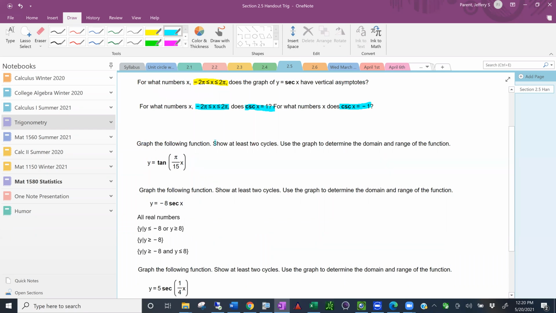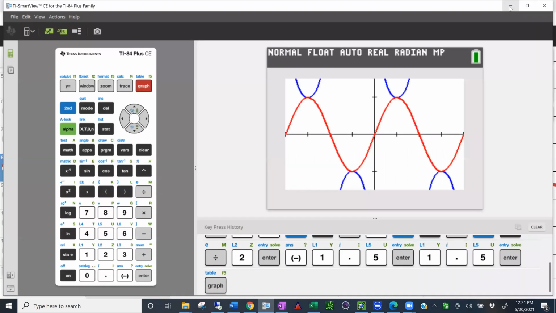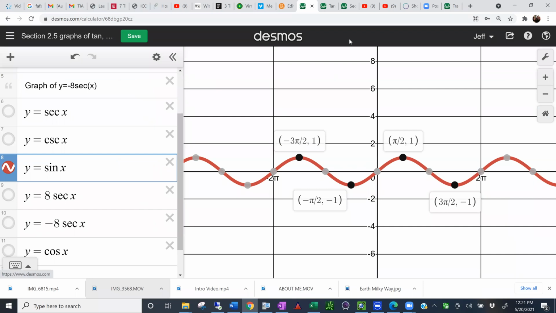It says graph the following function, show at least 2 cycles. Use the graph to determine the domain and range of the function. There's something interesting about the tangent function that makes it different than your sine, cosine, secant, and cosecant graphs. Beyond just a shape is its period. The period of the tangent graph isn't 2 pi. Anyone pick up what the period of the tangent graph is? Pi. Yeah, it's pi. Good.